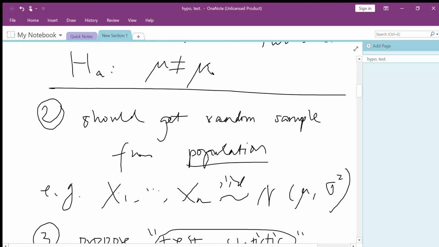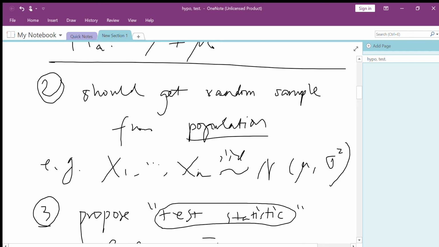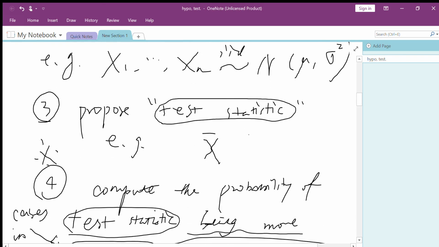The second step is we should get a random sample. This is routine, it's just an IID random sample. The third step is to propose a test statistic. In estimation theory, we use the terminology point estimator. In hypothesis testing theory, we use the terminology test statistic. We begin with the x bar example.